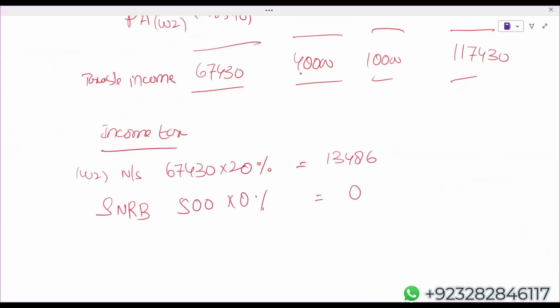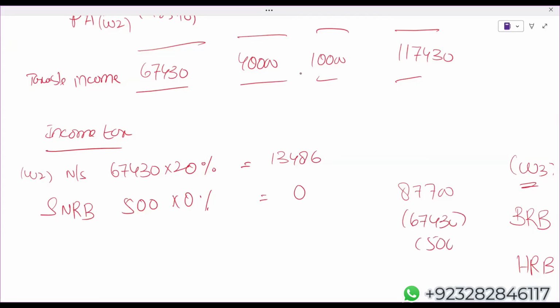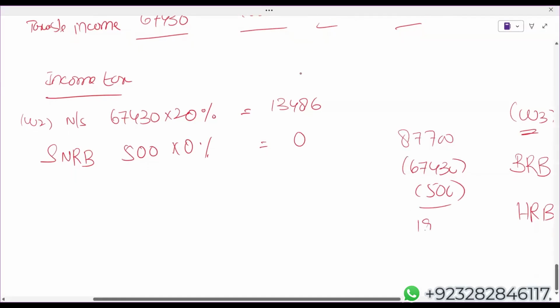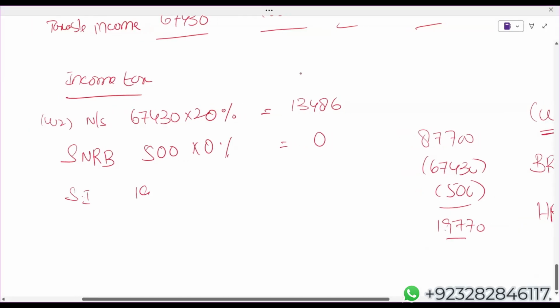Okay. Now let's check how much space is left in the basic rate band. 87,700, out of that 67,430 we have utilized, 500 also. So how much is left? 87,700 minus 67,430 minus 500. I'm getting 19,770. On 19,770 the applicable rate is 20%, which is 3,954.